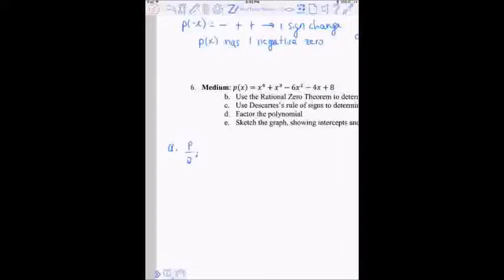So that's plus or minus 1, 2, 4, and 8. Part B, for Descartes' rule of signs, P of x, the first term is positive, second term positive, third term negative, fourth term negative, and last term positive. So the sign change, we have positive to negative, and then we have negative to positive. So there's two sign changes.